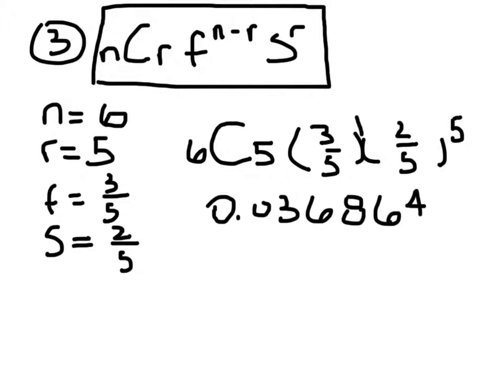I write the entire decimal down, 0.036864. If we were to express this as a percent by moving the decimal point 2 places to the right, it would be 3.6864%. The question didn't ask us for that, but I'm just pointing out that that's about 3.6%. Less than 4% of the time would we expect Ashley to catch 5 out of 6 games. It's not very likely.